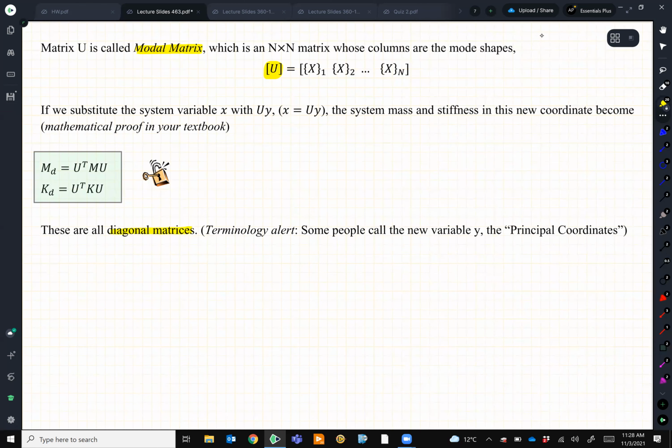So, a few things. This conversion comes from the fact that we replace our original coordinate system, x1, x2, and xn, with y coordinates. And those y coordinates came from this transformation: x is equal to uy. So there are a lot of missing things here. You may ask why they are decoupled, right? That's all the math that proves it.